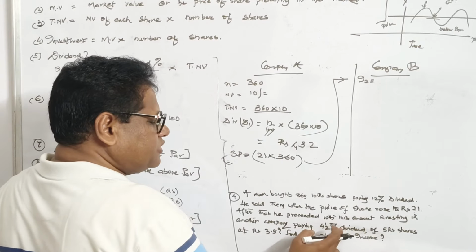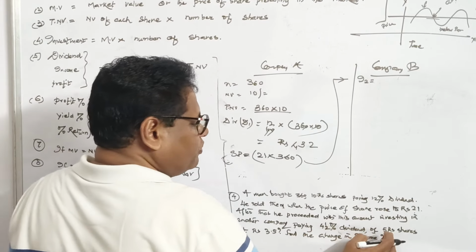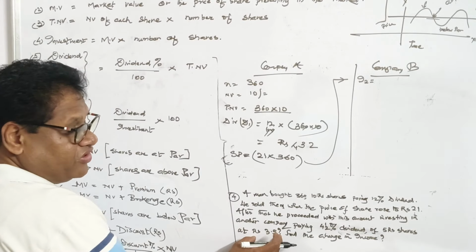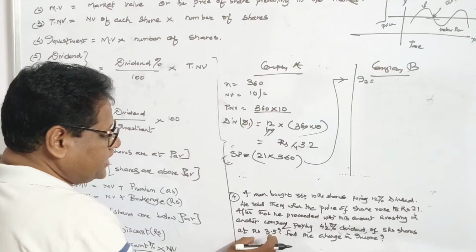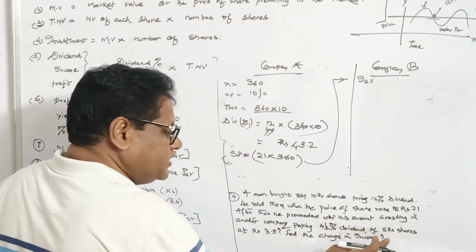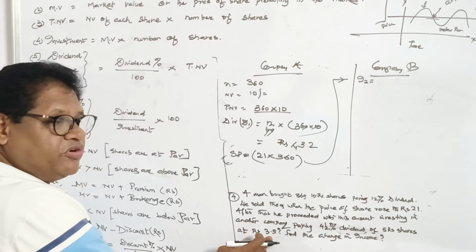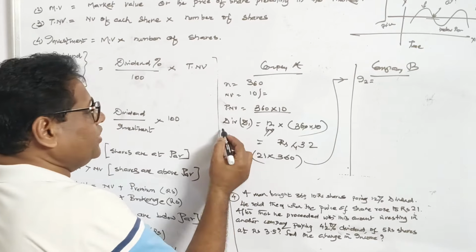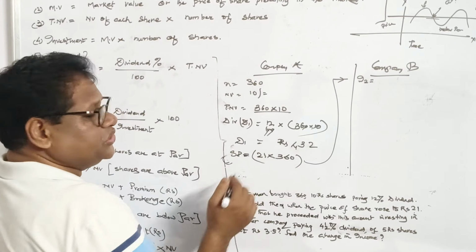That means the second company is paying 4.5% on rupees 5 shares, costing 3.5. Whatever the price given is the market value. The nominal value of the second company's share is 5 rupees, whereas the market value is rupees 3.5. And you have to find the change in income. So you already got the first dividend, rupees 432.